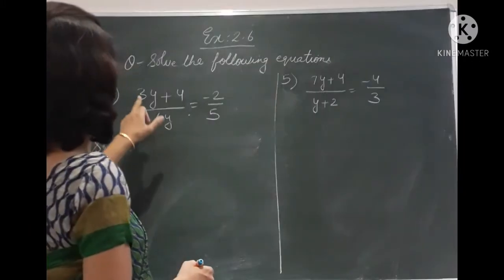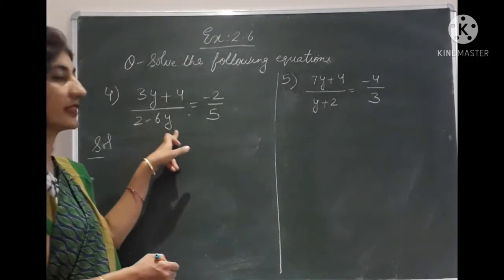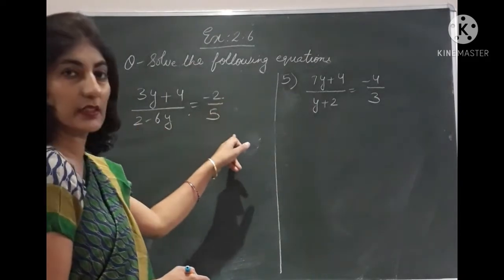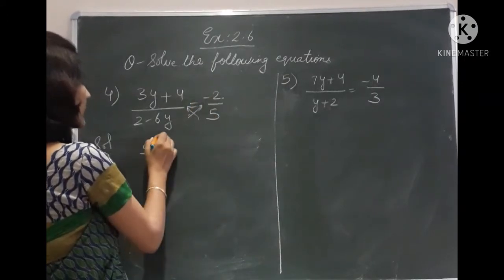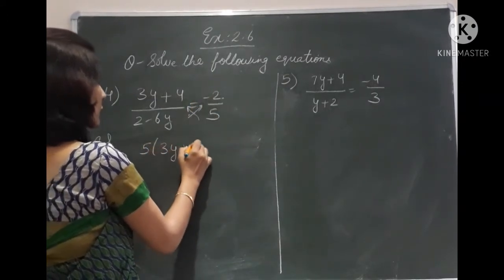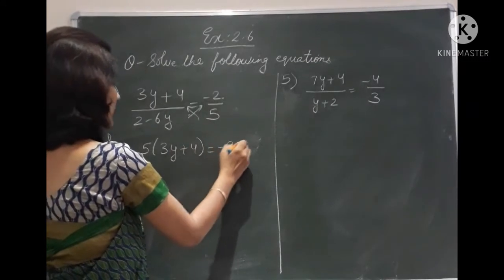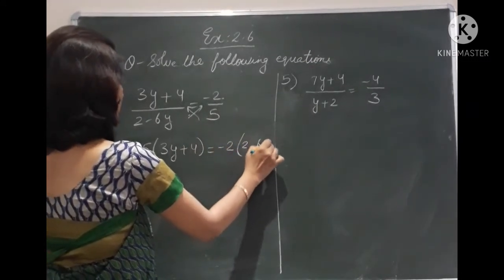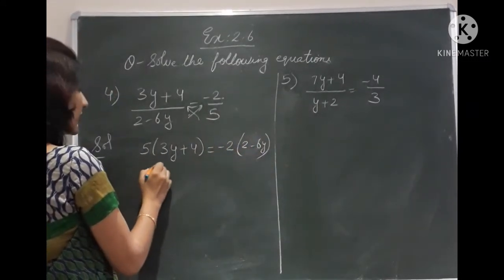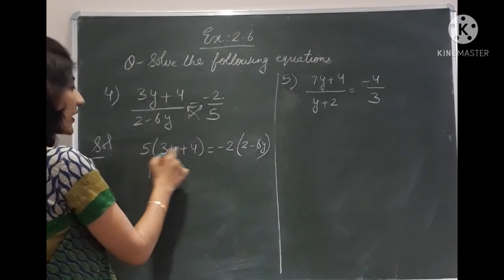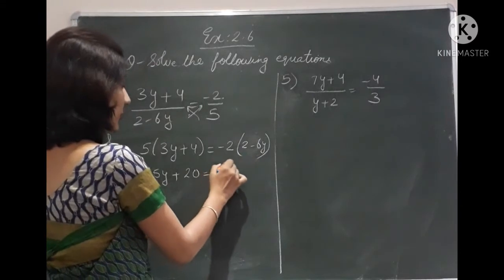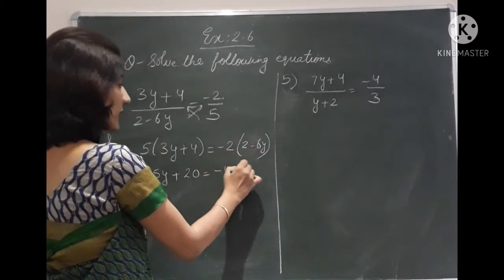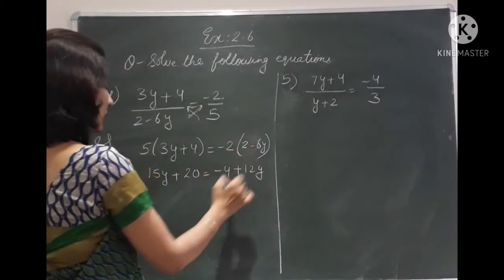Fourth part is 3y plus 4 upon 2 minus 6y is equal to minus 2 upon 5. Again cross multiply. So 5 into 3y plus 4 is equal to minus 2 into 2 minus 6y. 5 into 3y is 15y, plus 5 into 4 is 20, equals minus 2 into 2 is minus 4, and minus 2 into minus 6y will be plus 12y.